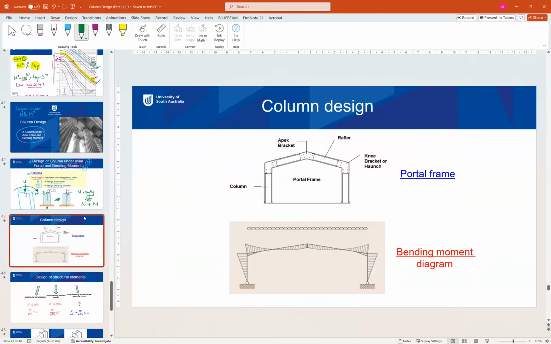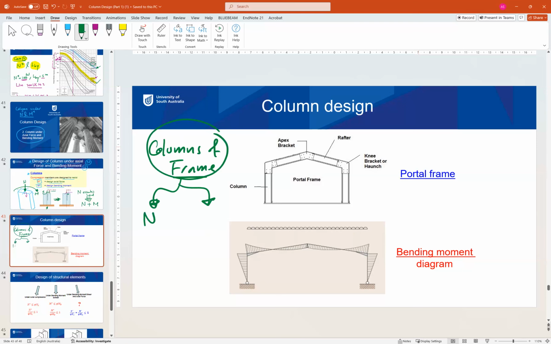Another source of moment and normal force together is members of frames, or let's say columns of frames. So if we have columns of a frame, these columns are under normal force and bending moment. Okay, so this is an example of a portal frame. If we have a portal frame like that, this is how the moment will look.